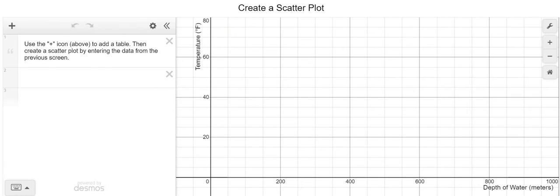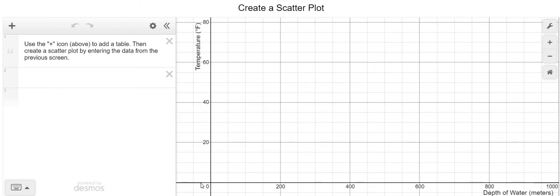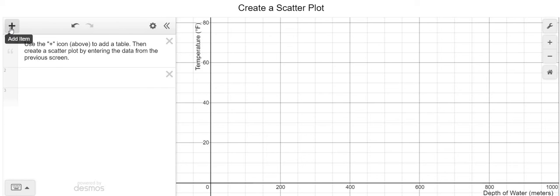What we're going to do now is use this data to create a scatter plot. Just like I said before, our independent variable, which is the depth of the water, goes on our x-axis, and our dependent variable, the temperature, goes on our y-axis. This is being created in Desmos, a fantastic program.